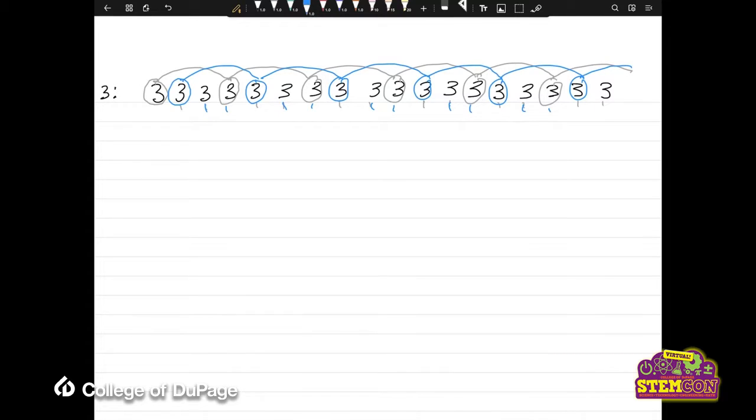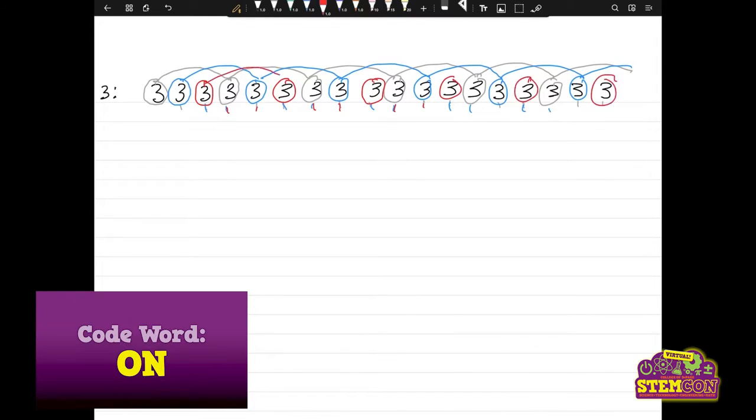Okay, and we still have numbers left, so that means we need at least one more object. So we start with the first one that's open, and we count 3 again because it's a 3, repeating until we run out. And so there's our third ball. Now we can see that all of these balls are being tossed exactly the same each time, and that we need 3 objects to juggle this pattern.